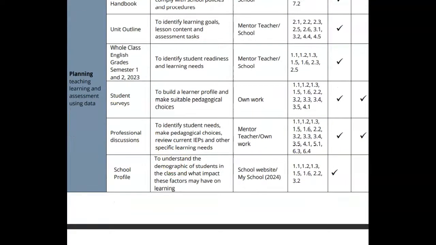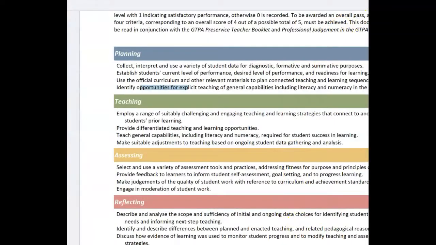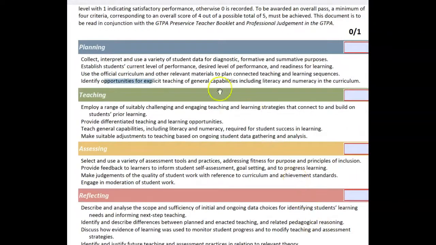So going back to the rubric, and I'll pause shortly, or suggest you pause to say, have they achieved? Well, I think they've done a very comprehensive job with the data and establishing what the students' current level of performance is and their readiness for learning. And they have concrete evidence of the official curriculum, and they've planned a connected sequence, teaching and learning sequences, and they've identified the general capabilities.